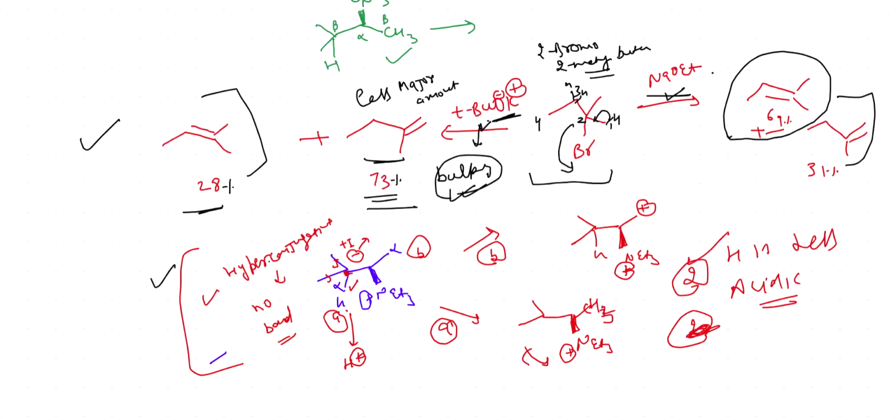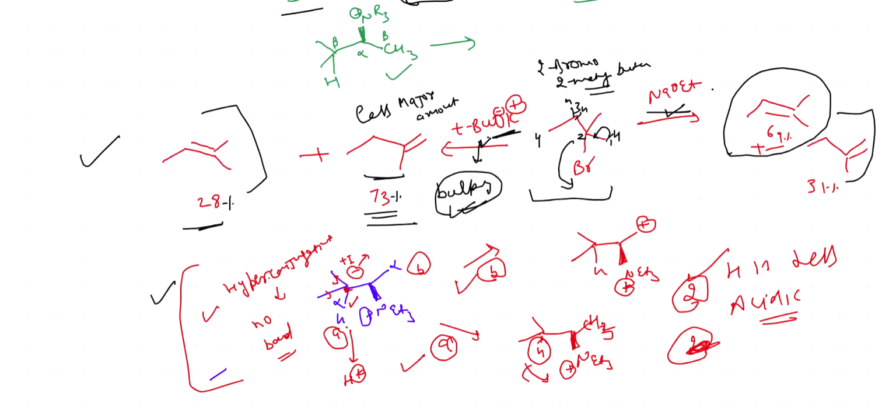So this is a major reason why the abstraction of hydrogen from here is less possible. There is lowest possibility in case of A, and in case of B, there is more possibility. Clear? So one is, if we have been using a strong or bulky base, which is causing steric hindrance.